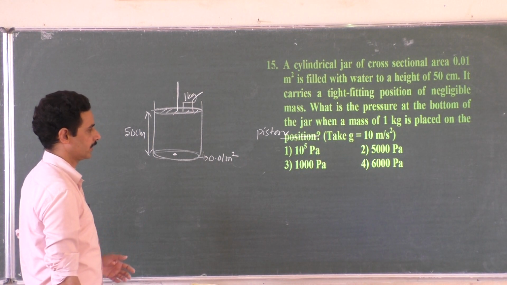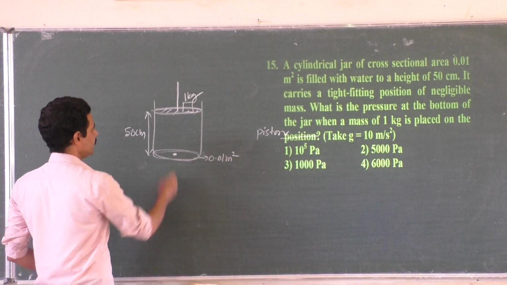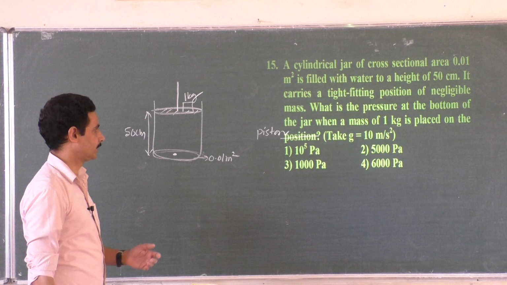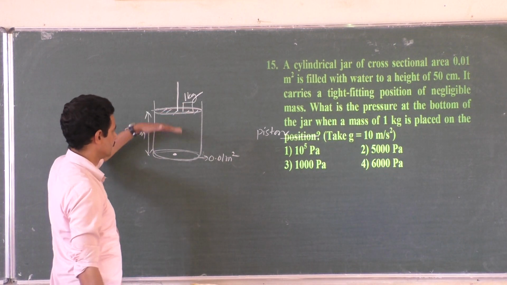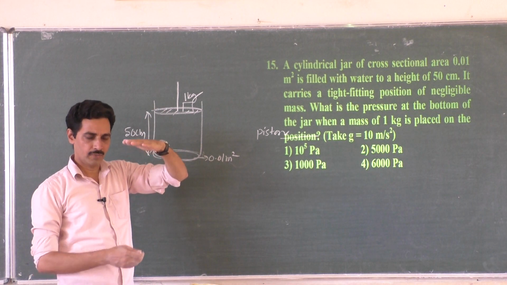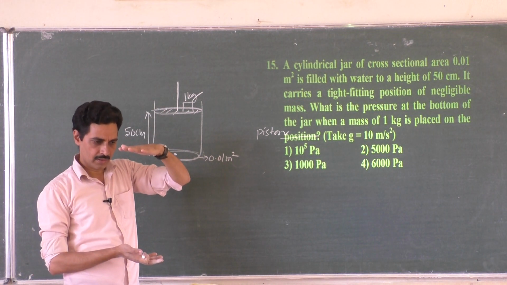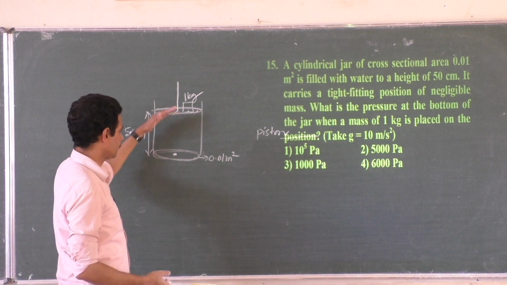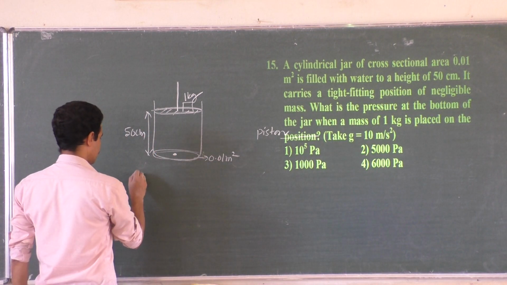Nothing is told about atmospheric pressure. The pressure due to this and the pressure due to water, correct? The total pressure. What is the pressure due to this? That is a mass, and there is a piston area putting pressure on the water, because 1 kg is pushing the water. That pressure plus the pressure due to water. So what is the total pressure?